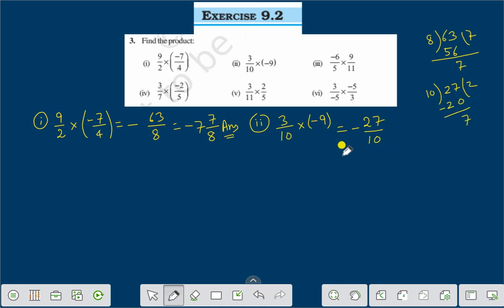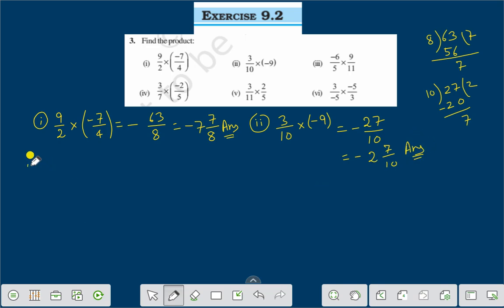Right? Therefore we are getting minus 2 whole 7 by 10. This is the answer of question number 2. Now you solve question number 3.